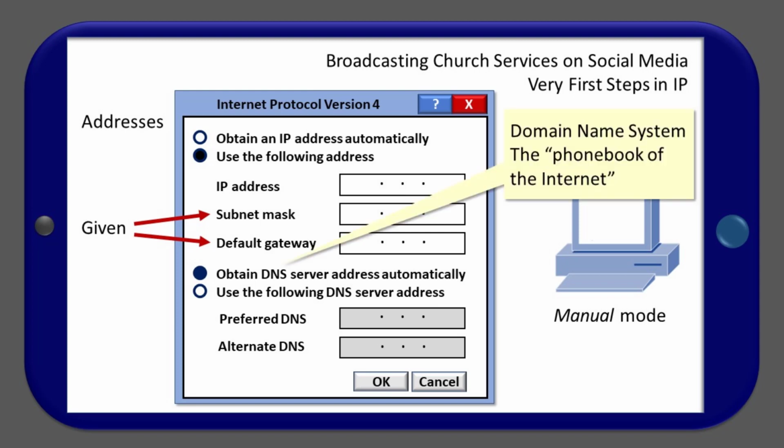What are those DNS servers? Preferred domain and alternate or backup. The domain name system can be considered as the phone book of the Internet, translating domain names such as www.myname.com to a valid IP address for data transport over the network, the Internet.